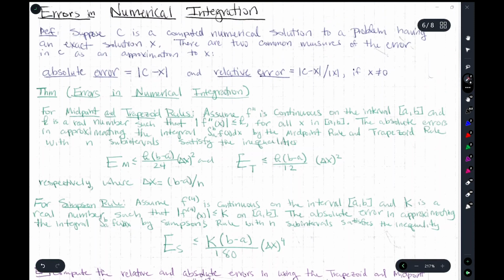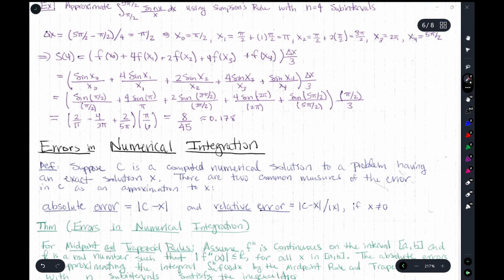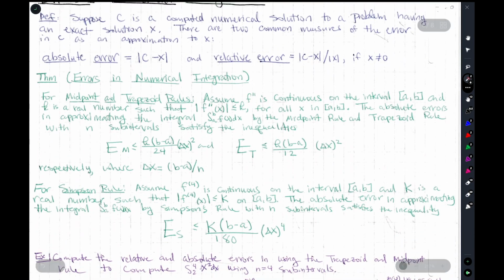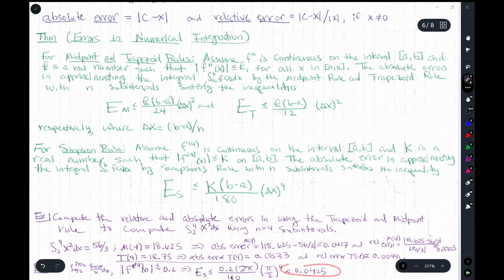So your final result, you could write, I found this much. When we did this, we found 0.178. So we could say that the answer is 0.178 plus or minus 0.0425. You could have other values there when you evaluate this. But we at least have a bound now, and we know how confident we can be about our approximation.